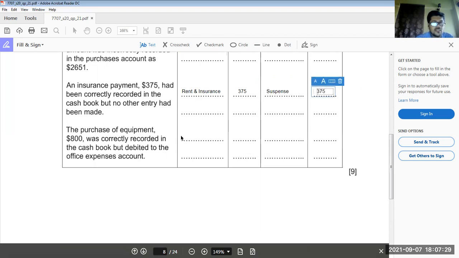Done. The purchase of equipment was not recorded in the cash book but debited to the purchases account. This is an error of principle. What we have to do is debit equipment and credit purchases. This is an error not affecting the trial balance. Now, what do we have to do next?